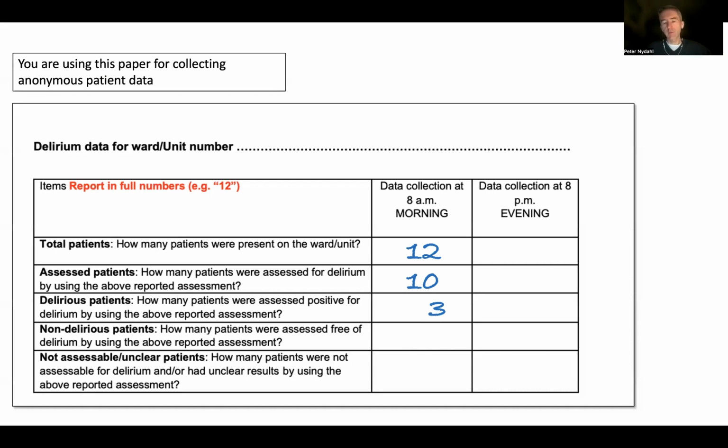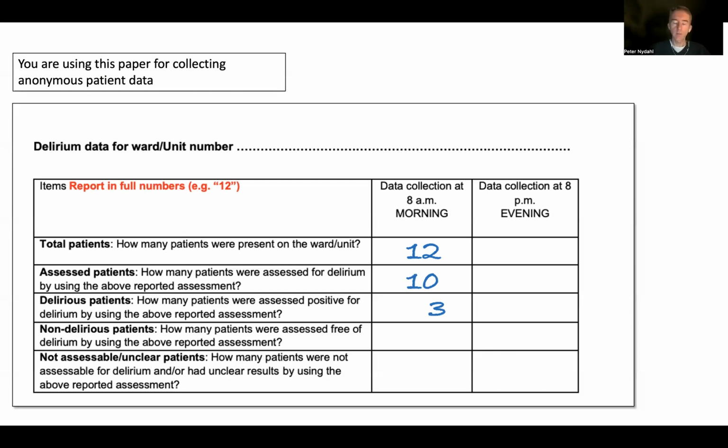Some pages above, we are asking what valid assessment you use. And we will compare this later for units who are using valid assessments such as CAM-ICU, ICDSC, 4AT, and things like that. Or you can even use a non-valid assessment or personal estimation of who was delirious or not.